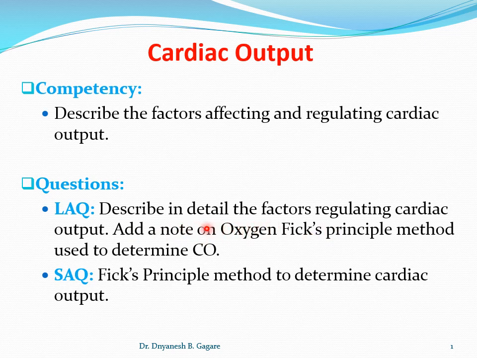You have to describe, first, the definition of cardiac output, mention normal values, then the physiological variation and pathological variation, mention it. Then also, take one by one, write the factors affecting the cardiac output, then describe these factors in detail which determine the cardiac output, and add a note on how the cardiac output is measured or determined.